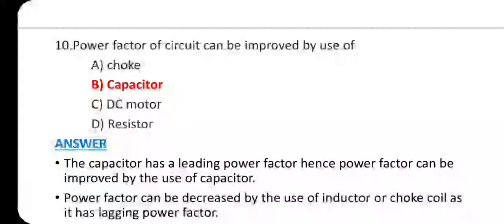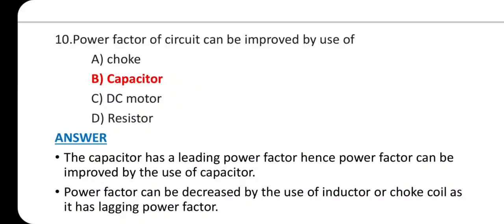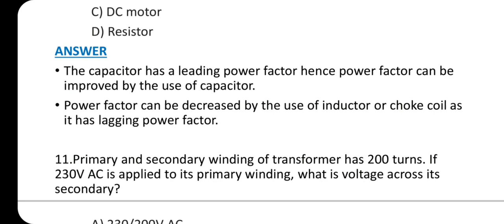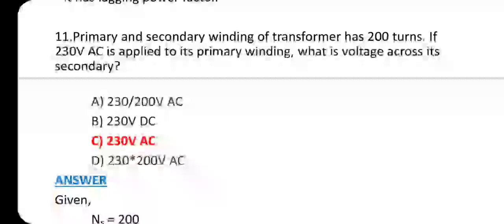Question number 10. Power factor of circuit can be improved by the use of. Answer is option B, capacitor. The capacitor has a leading power factor. Hence, power factor can be improved by the use of capacitor. Power factor can be decreased by the use of inductor or choke coil as it has lagging power factor.